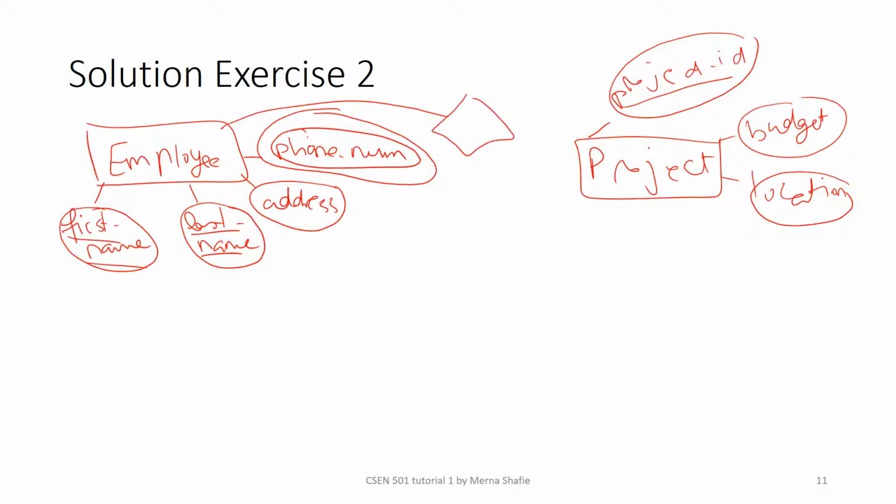طيب احنا عندنا ان الامبلوي works on a project. دي كانت اول relationship عندنا works on a project، عشان نعرف كل employee بيشتغل في which project. ف this is the first relationship that we have.